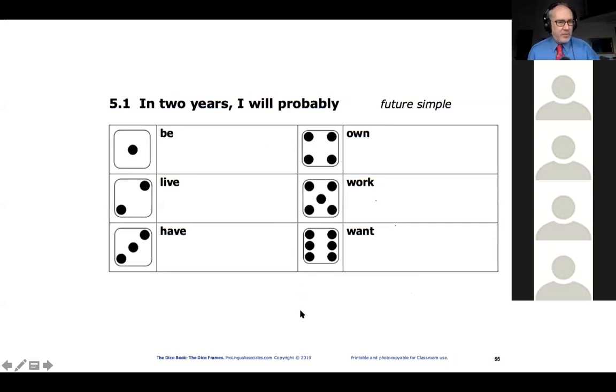Let's try future simple. I rolled and got a 3 this time. In 2 years, I will probably have another book published. I'm pretty sure. How about you out there? In 2 years, what will you have? I don't see any answers.